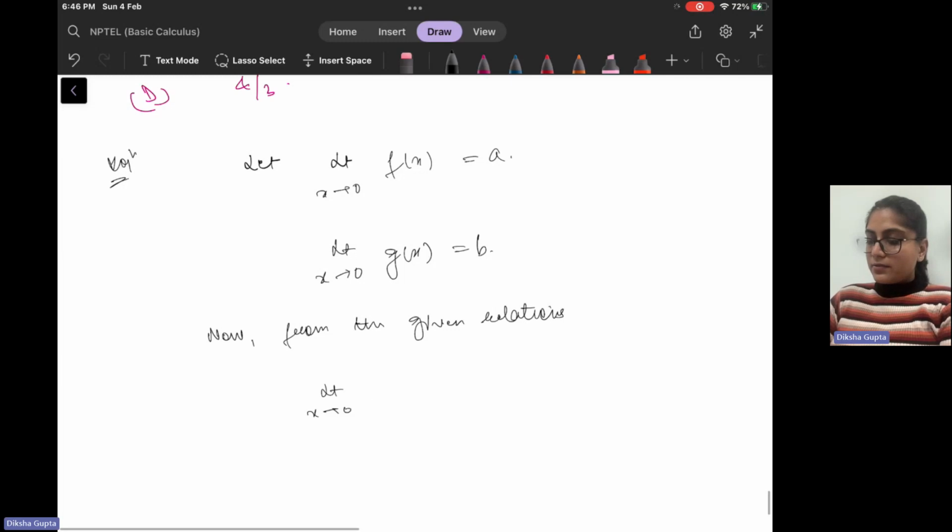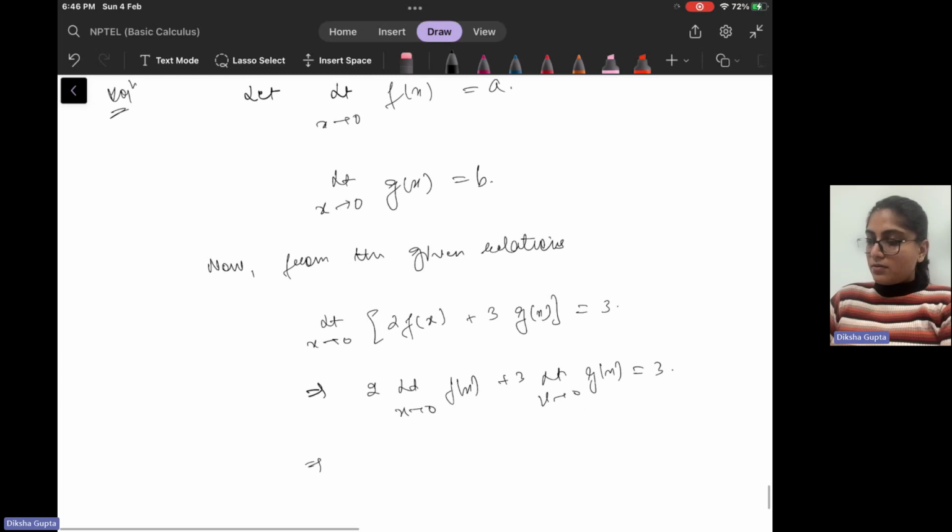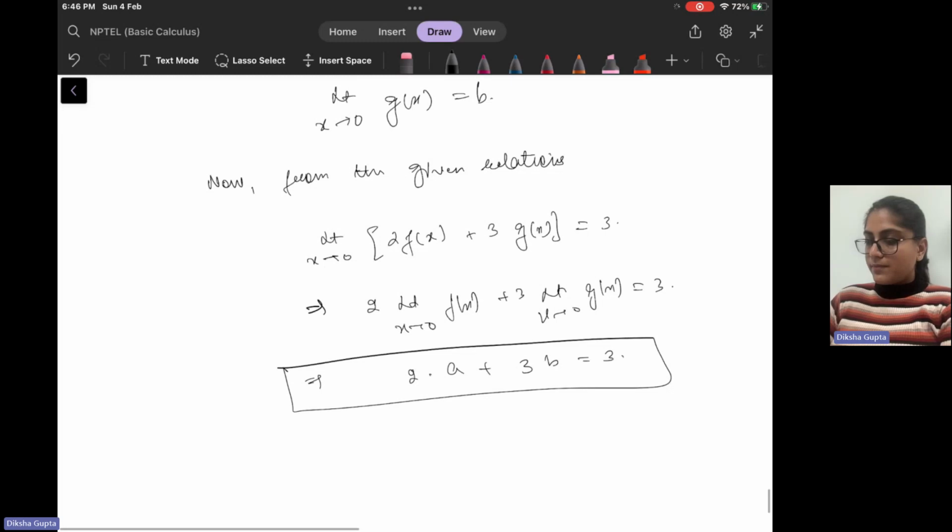we have limit x tending to 0 of 2f(x) plus 3g(x) equals 3, which implies, by algebra of limits, we can simply do that: 2 limit x tending to 0 f(x) plus 3 limit x tending to 0 g(x) is 3. So we have assumed limit x tending to 0 f(x) to be a, limit x tending to 0 g(x) to be b, then this is 3. So this is one of the equations.